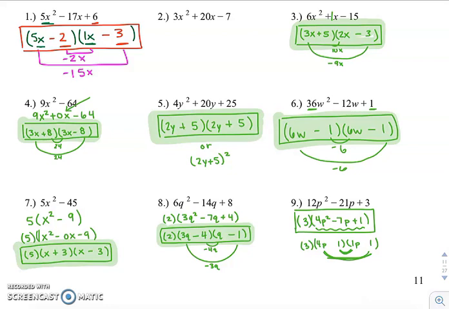But for these, it's just a matter of getting the right combination. So what multiplies to get you the first number goes in that first spot. What multiplies to get you the last number goes in your second spot. They have to add to get you the middle. So why don't you guys try number 2?